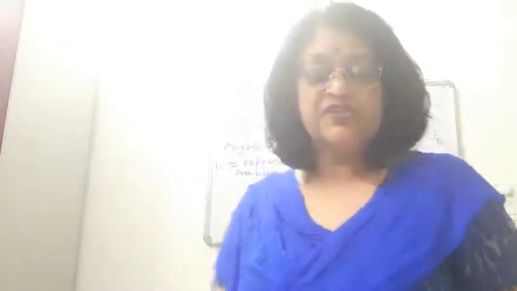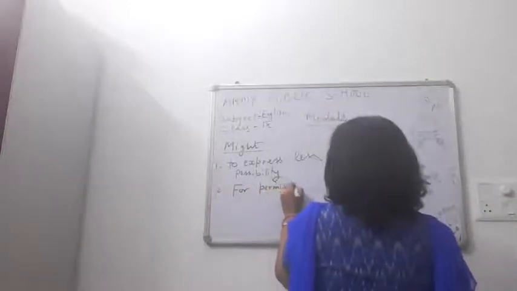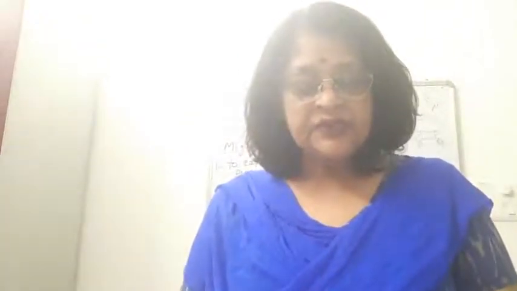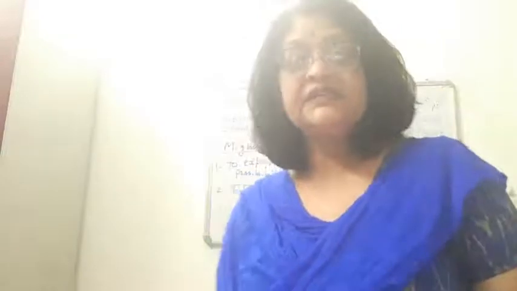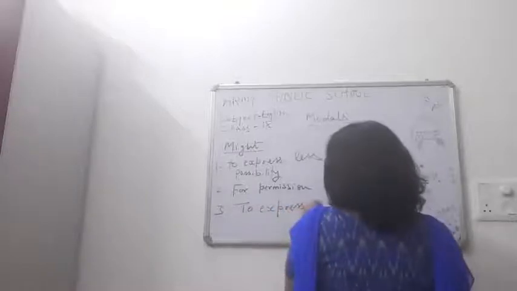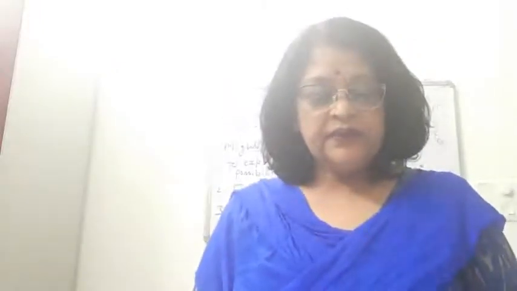Then, second is for permission. Like, might I begin to reveal the truth? Might I start speaking? Then, the third point is to express guess. That might be Rohit.